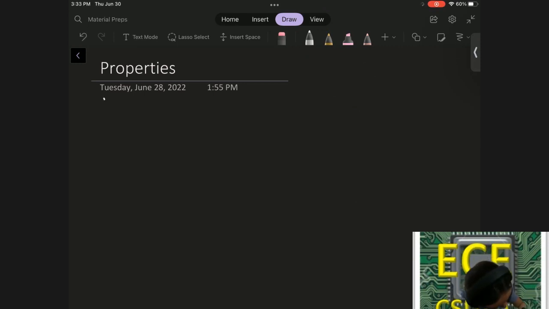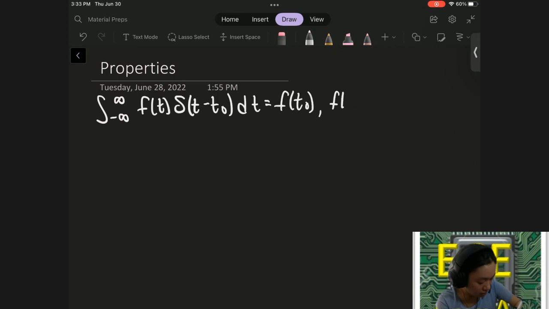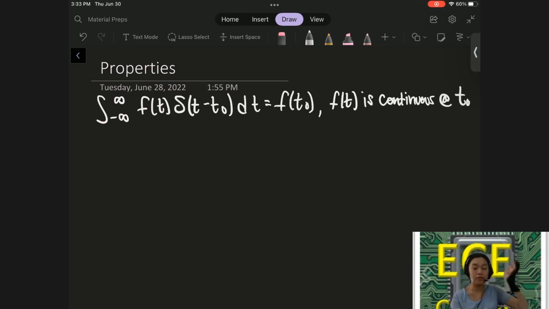Okay, first one is the integral from negative infinity to infinity of f of t times delta of t minus t naught dt equals f of t naught, given that f of t is continuous at t naught. Okay, that's the first one.